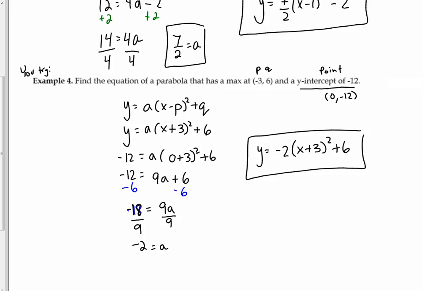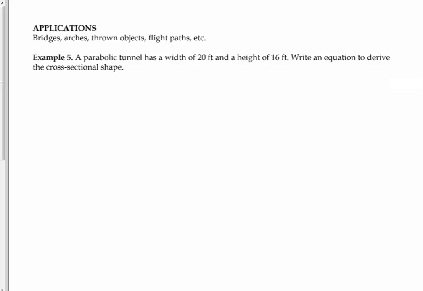All right, last question. Everyone loves a good application question. The toughest part of the next few days are the applications where you're given a problem and you have to make the equation. So it says bridges, arches, thrown objects. These are the types of problems that you might be given.